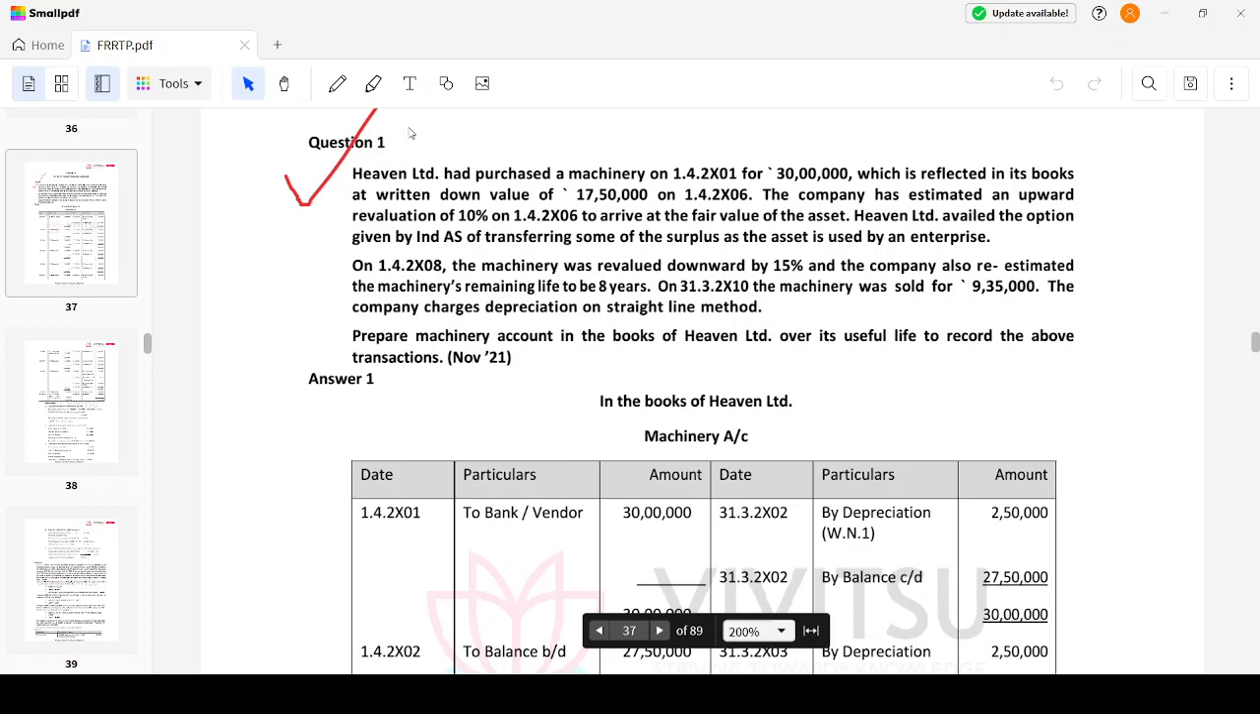Heaven Limited has purchased a machinery on April 20x1 for rupees 30 lakhs, which is reflected in the books of accounts. The book value was 17 lakh 50,000 on 1/4/20x6. The company has estimated an upward revaluation of 10% to arrive at the fair value of the asset. It availed the option given by the standard of transferring some of the surplus of the asset as used by the enterprise.